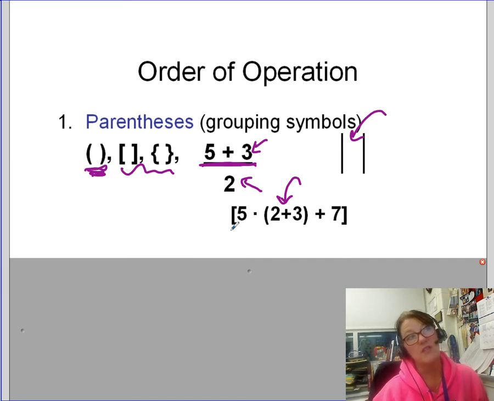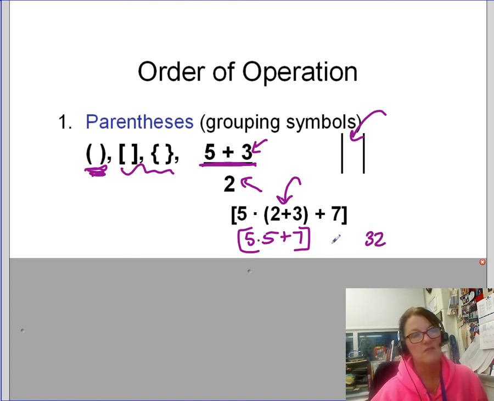So for example, on this one, down here, this innermost parentheses must be evaluated first. That gives us 5. So this becomes 5 times 5 plus 7, all in these brackets. Now do your order of operations, multiply first, then add, and you should get 32. Up here, this large fraction, go ahead and evaluate the numerator first to get 8, and 8 over 2 would be 4. So parentheses takes on a whole lot more meaning than just parentheses.